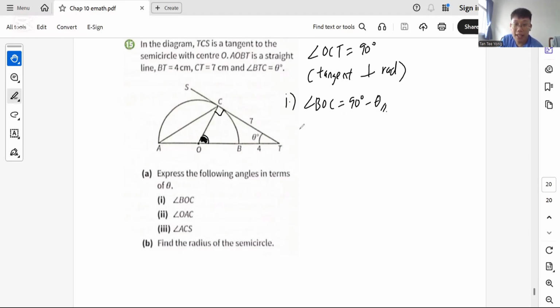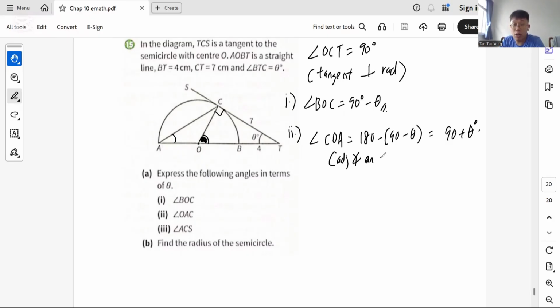That's for part 1. Okay, part 2, angle OAC, this one. Very simple. Since angle COB is 90 minus theta, that means angle COA is 180 minus (90 minus theta), correct? Adjacent angles. So it's actually just 90 plus theta. Okay, so COA is 90 plus theta. Why? Adjacent angles on a straight line. So that is 90 plus theta.